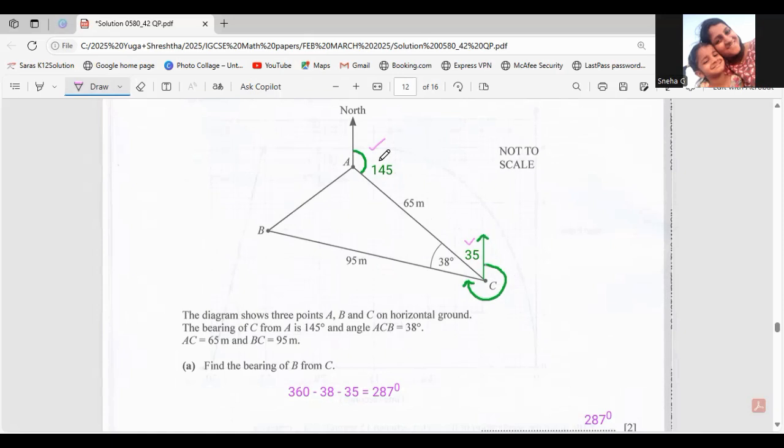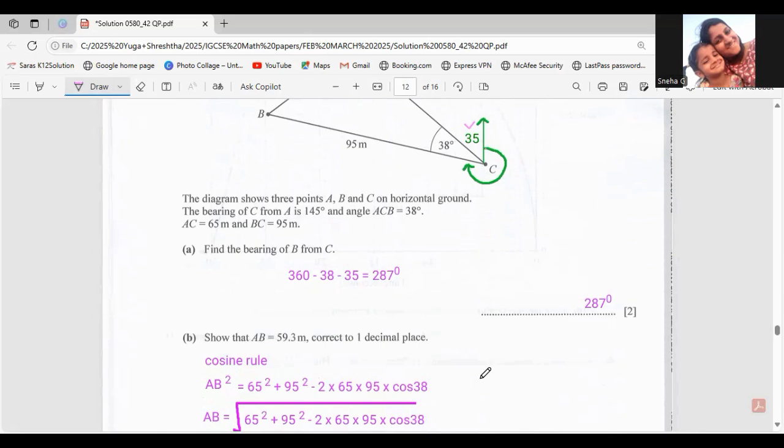Why? Because these two lines are parallel and the interior angles in parallel lines should add up to 180. So this answer is 35 and this angle is 38. From the entire 360 degrees, when I subtract 38 and 35, I get an answer of 287 degrees, which is the bearing of B from C.